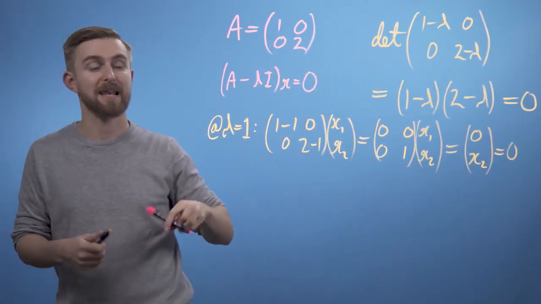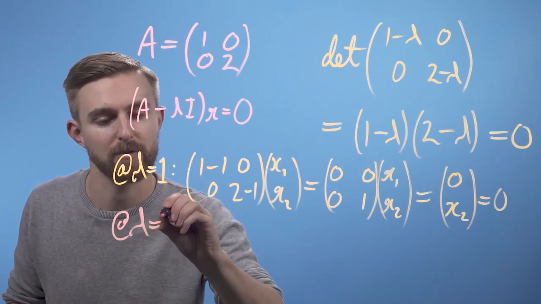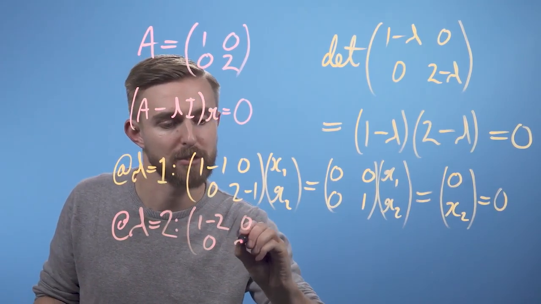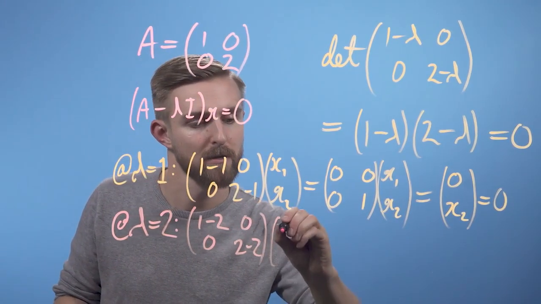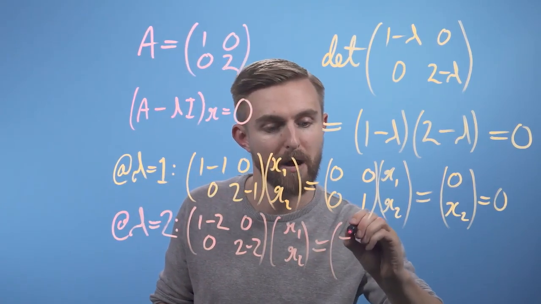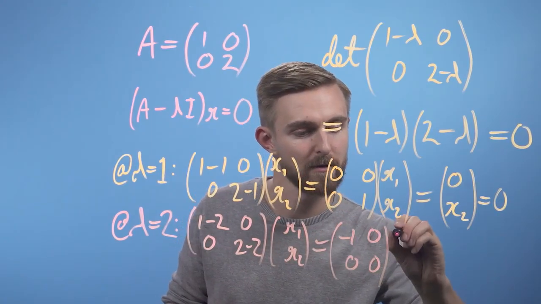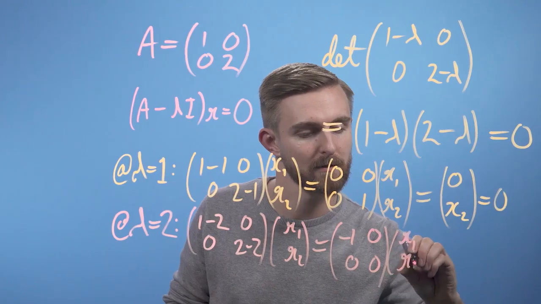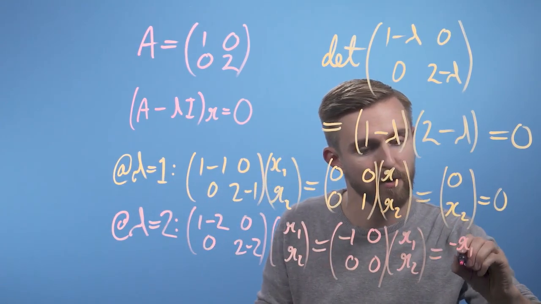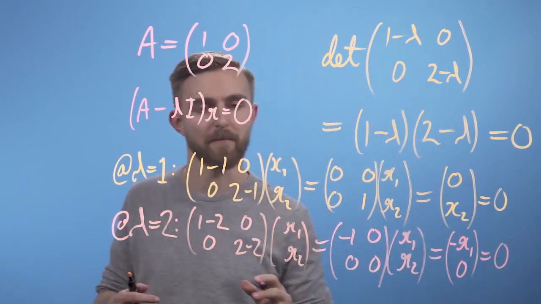Now thinking about the case where lambda equals 2, you get (1 minus 2, 0, 0, 2 minus 2), and then you get, of course, (minus 1, 0, 0, 0) times x1, x2, which equals minus x1, 0, which equals 0.